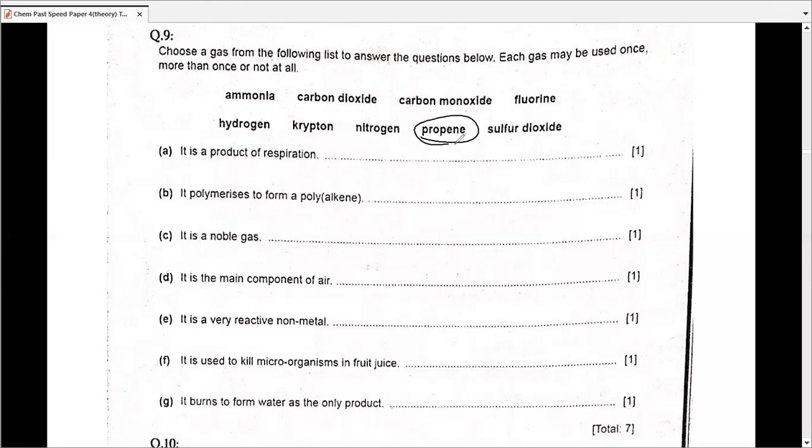Sir, what is the answer for part B? I already circled it out. Okay, okay.